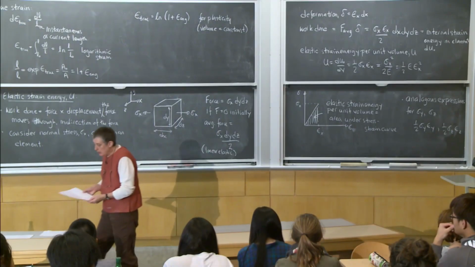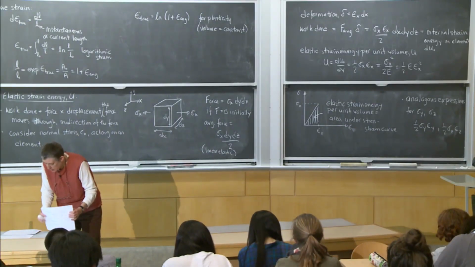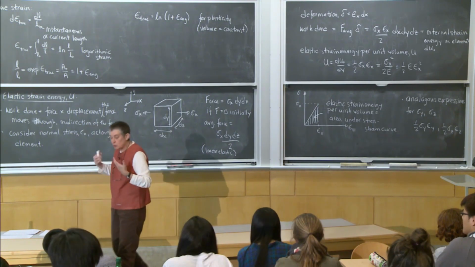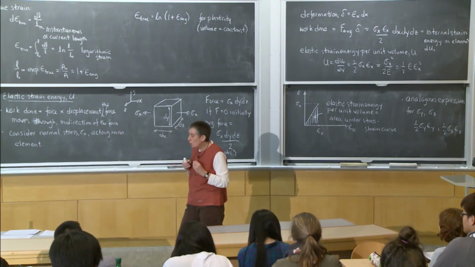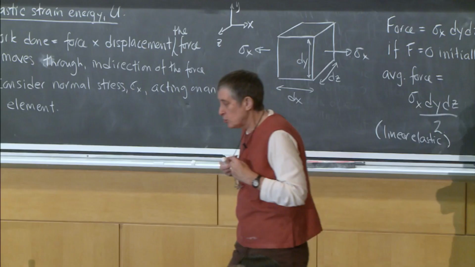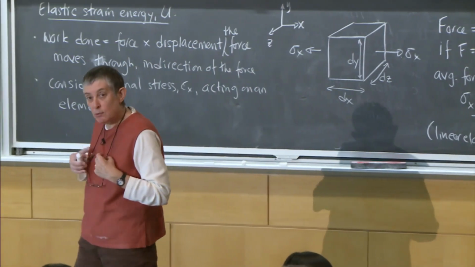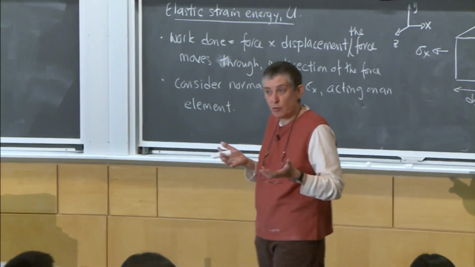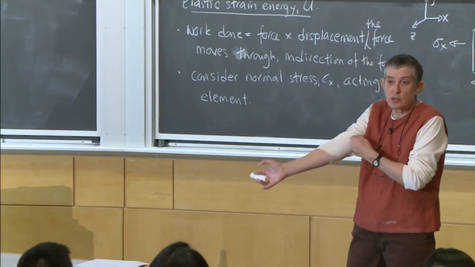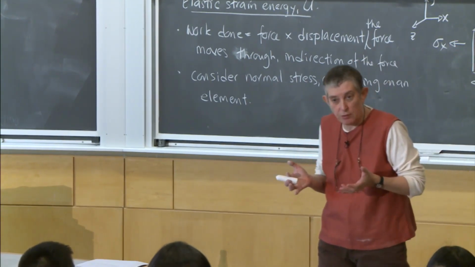So the strain energy is important in material science because there are situations we're going to look at later on in the term where we're going to calculate the strain energy. For example, when we talk about plasticity, we're going to be talking about dislocations moving through the material. And one of the things we're going to calculate is the stress field around the dislocation.